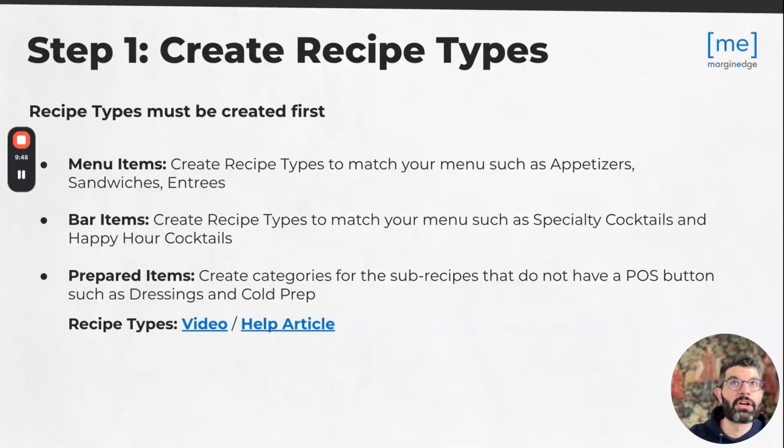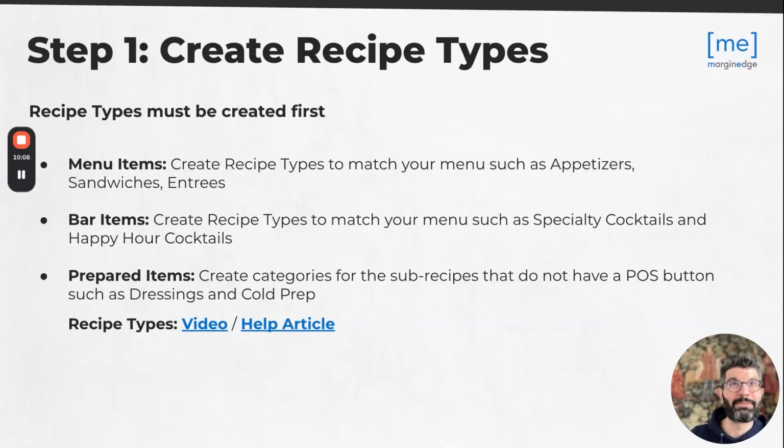So the first thing you're going to do is create recipe types. You've got 3 different recipe categories that you can put these in. Recipe types are just a way to organize your recipes. We've got full training on how to build recipes. If you want to go more in detail, you can use our video or our help article.